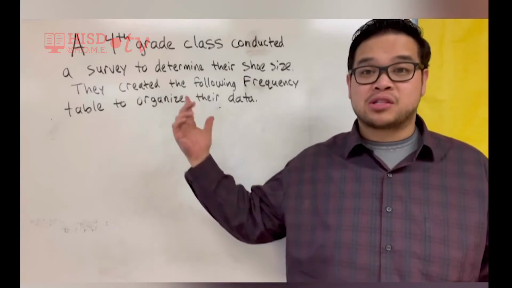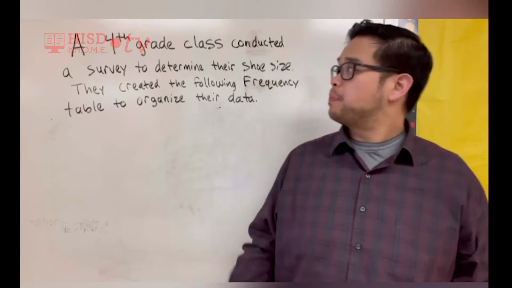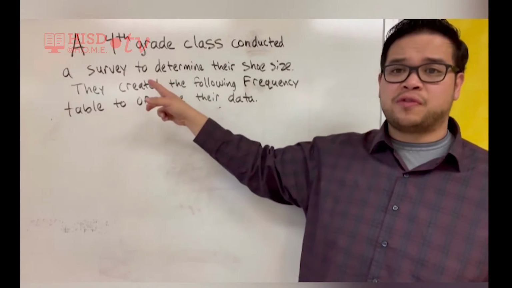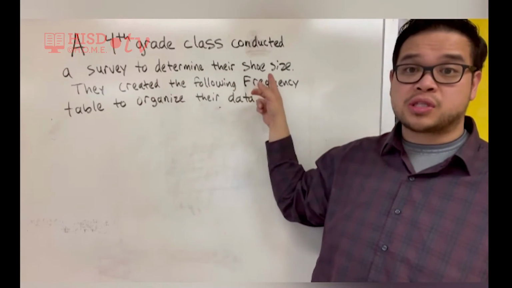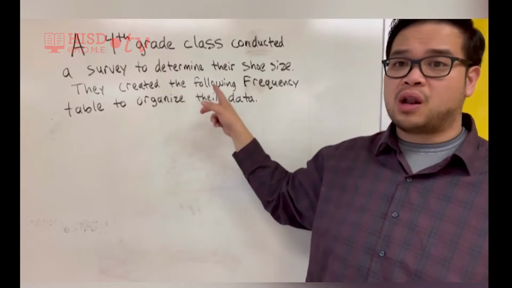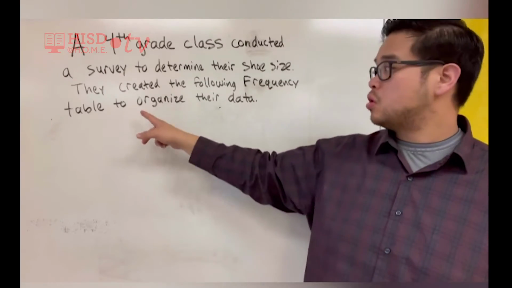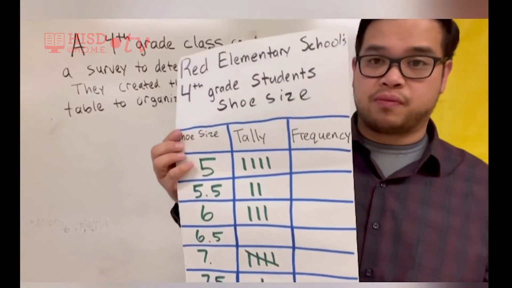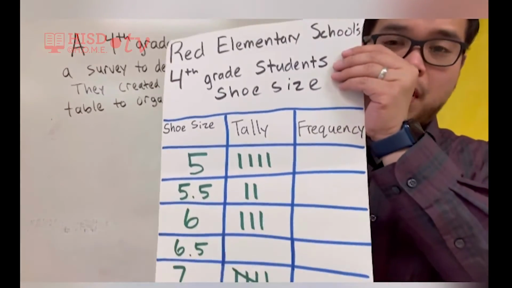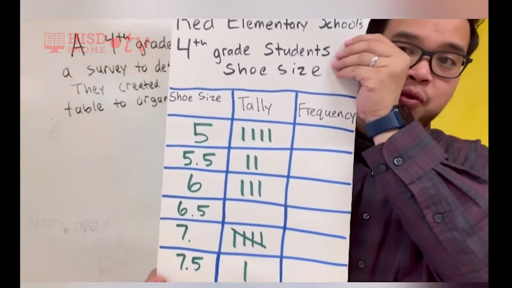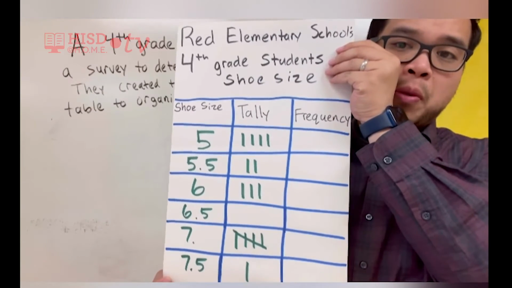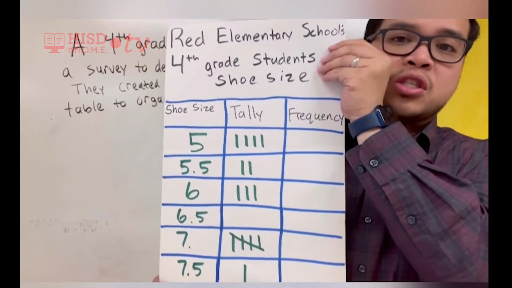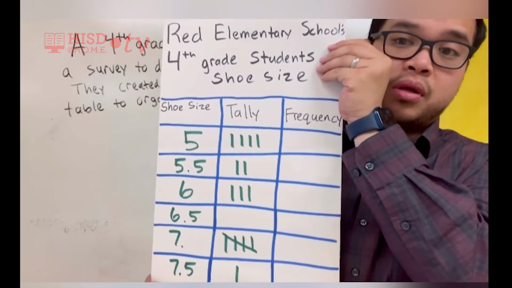Okay, so I have my math story here. Let's go ahead and read it together. A 4th grade class conducted a survey to determine their shoe size. They created the following frequency table to organize their data. So I have the frequency table right here. If you would like, go ahead and pause the video so that way you can copy down this frequency table into your math journal or notebook paper, whatever you're writing on. So just pause the video, go ahead and write this down just in case it's too hard to see when I put it back on the whiteboard.